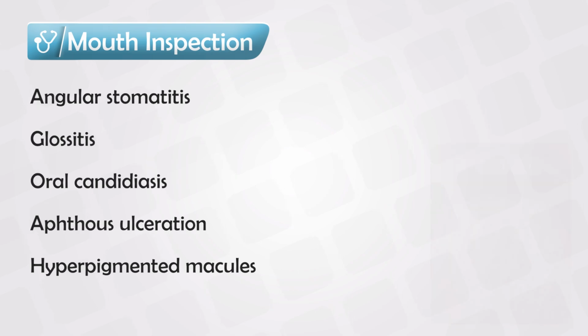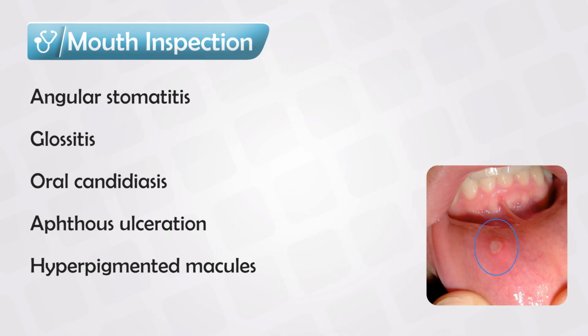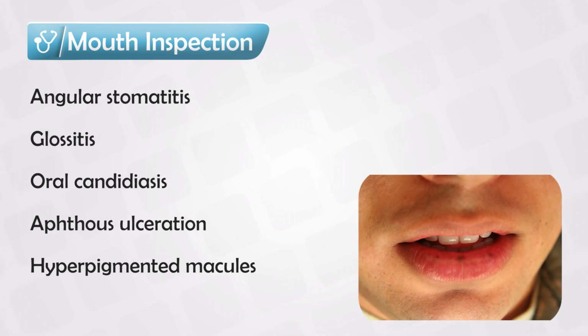Oral candidiasis, and aphthous ulcerations, which are round or oval ulcers that occur in the mucosa inside the mouth. These are typical in patients with iron, B12, or folate deficiency, and they are also typical of Crohn's disease. And you should also look for hyperpigmented macules on the patient's lips, and this can be a sign of colon polyposis.